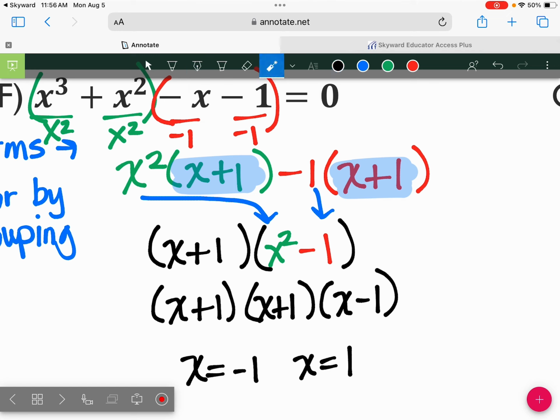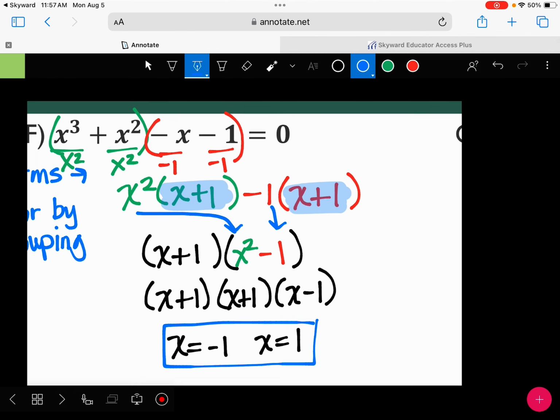This one we will call a double root, because we get that same answer twice. We have 2 factors that are the same. So we have 2 different answers, but that x minus 1 is a double root. And that would be my solutions. Any questions about that?